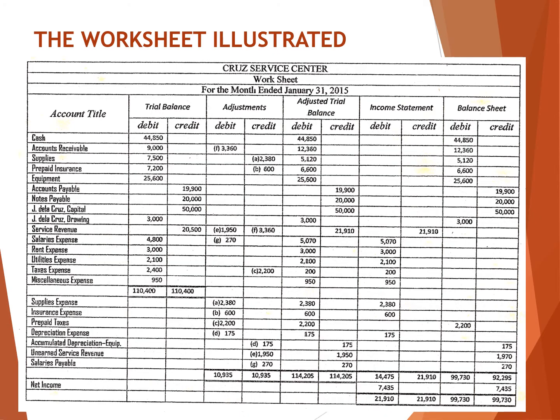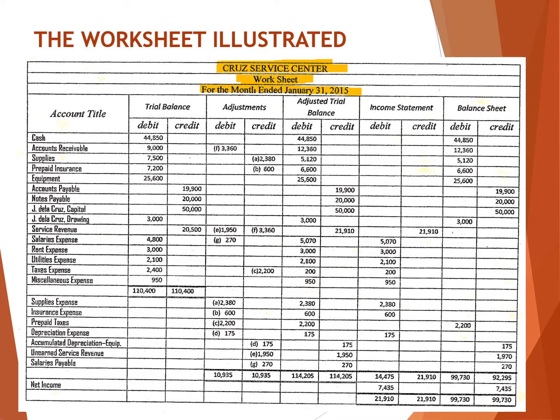Now, here is the illustration of a worksheet. These 3 lines, this is called the heading. Huwag ninyong kakalimutan ito. If you could recall, sa trial balance natin, meron din tayong heading, di ba? I already discussed this, but I will discuss it again. The first line is the name of the business, or if hindi available ang name ng business, the name of the proprietor.